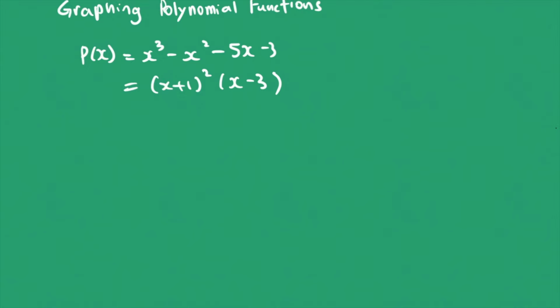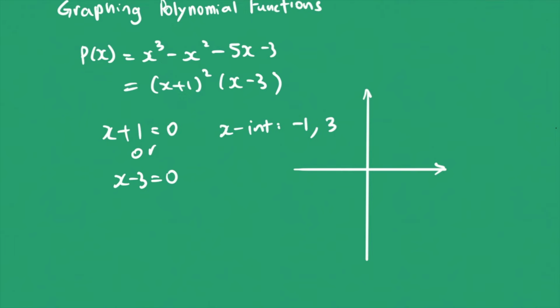First, let's find the x-intercept. If y equals 0, then x plus 1 equals 0, or x minus 3 equals 0. So the x-intercepts would be -1 and 3. So we can mark the x-intercepts on the graph. Now let's find the y-intercept. If x equals 0, then y would be 0 minus 0 minus 0 minus 3. So the y-intercept would be -3.